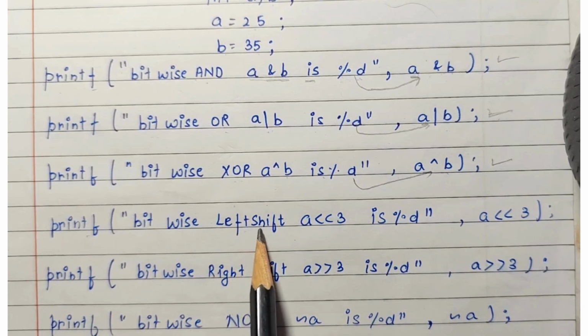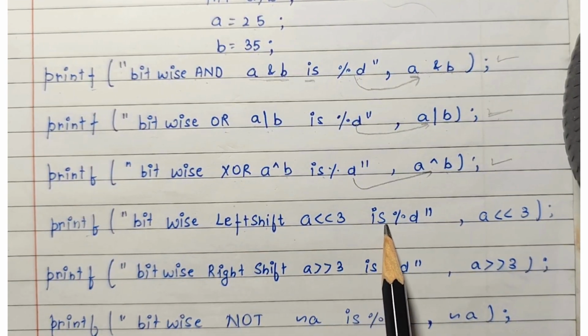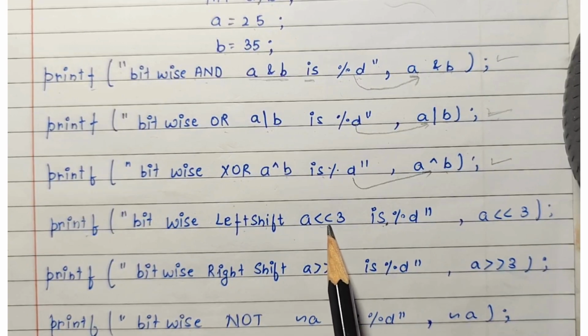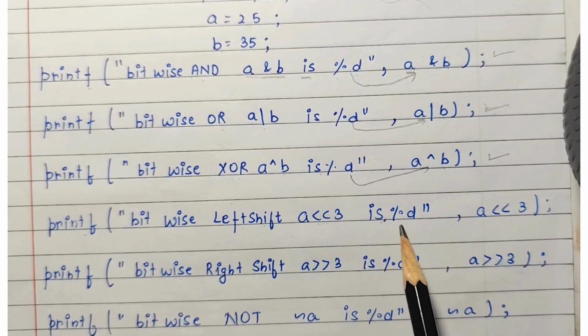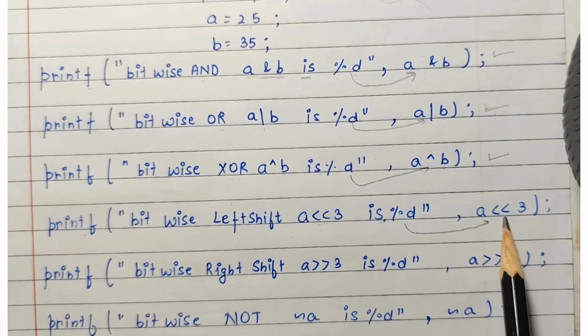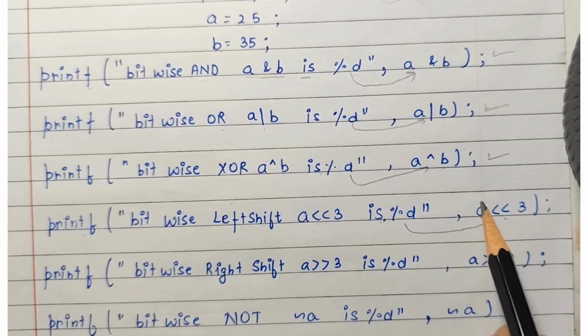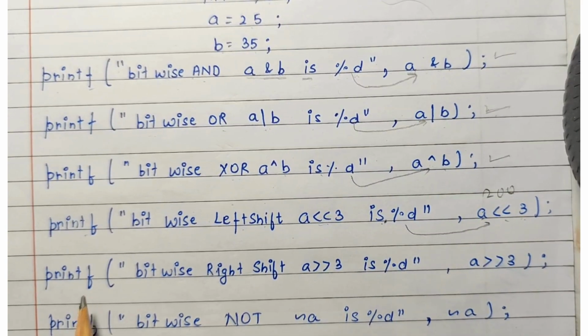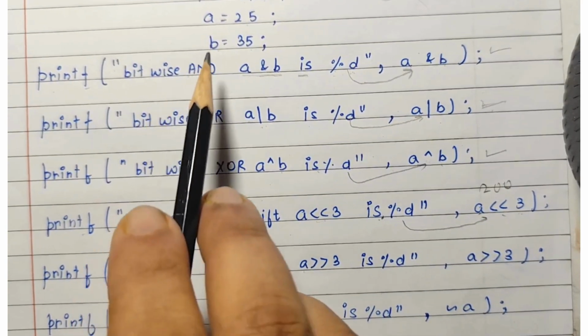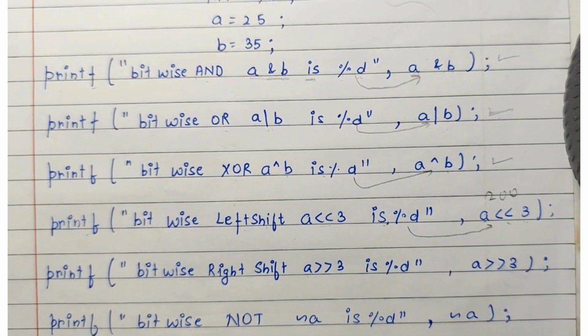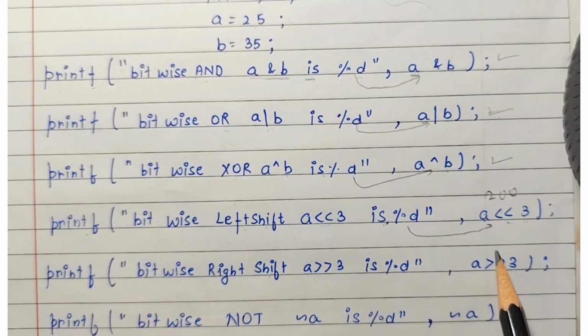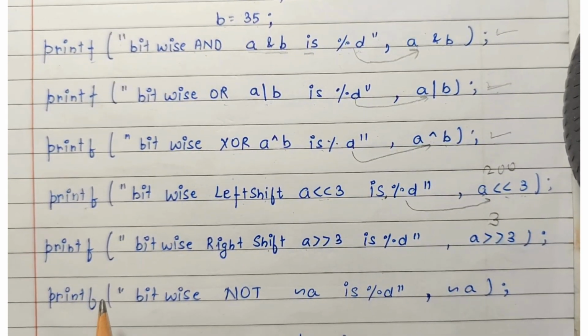After this we are performing bitwise left shift. Until here, this is a message, A, and this is the symbol for the left shift operation. Here %d is referring to A bitwise left shift 3. So we are shifting the value of A by how many bits? 3 bits. So that value will display. It means here 200 is the output, because A has the value 25. After this we are performing bitwise right shift. In a similar way, here 3 will display for the bitwise right shift operation.